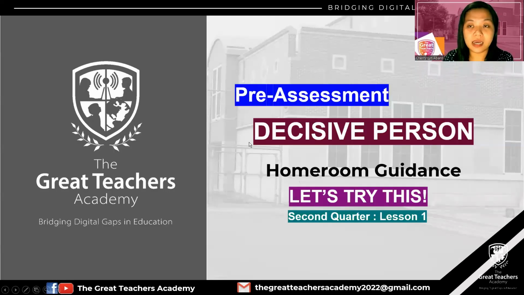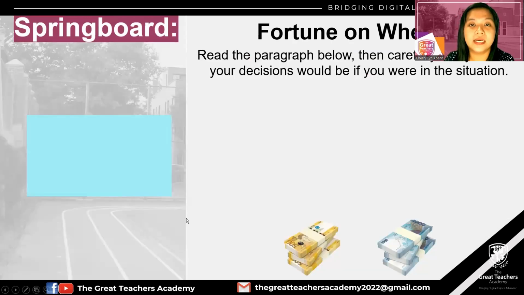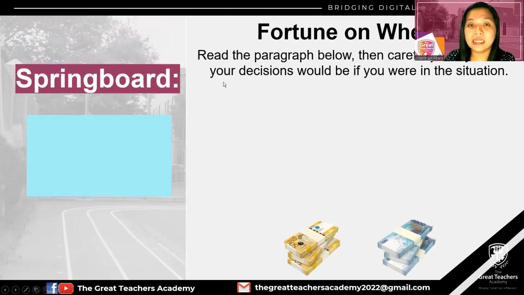Now, I have here a quick activity. So this one is just to check your prior knowledge about this, or warm up lang. Okay, so let's try this one. This activity is entitled Fortune on Wheels. Read the paragraph below, then carefully study on what your decisions would be if you were in the situation. So ito, matitest na kaagad yung decision-making natin in this activity. So let's find out kung ano nga ba yung scenario.